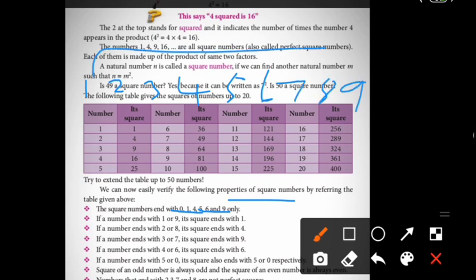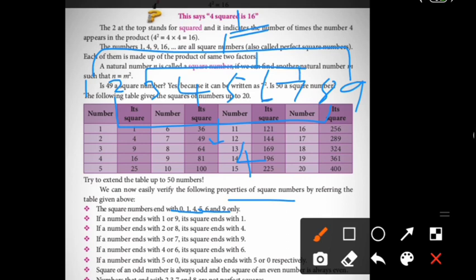Here 1 and 9 means we always get 1. If you square 1, we get 1. 9 nines are 81. The units place is 1, so it always ends with 1. 2 and 8 means it ends with 4. 2 twos are 4. 8 eights are 64. The units place in 64 is 4.